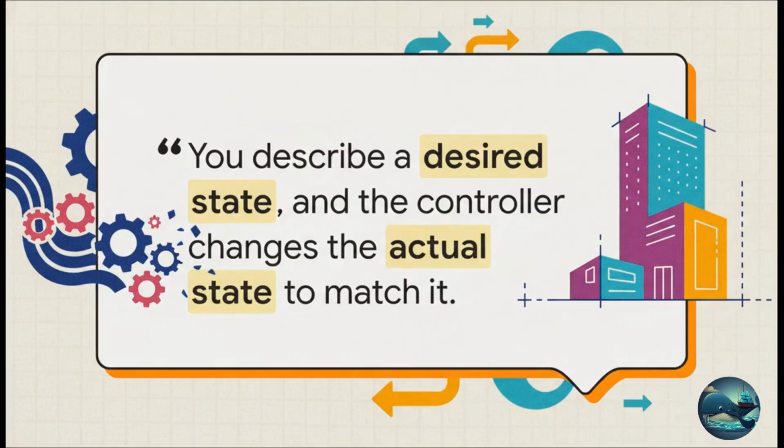Before we look at the code, you have to understand the most important concept in Kubernetes. It's a total shift in thinking. You don't tell Kubernetes how to do things. You don't give it a step-by-step list of commands like, run this container, then connect it to that network. No. Instead, you just describe the end result you want. You give it a blueprint of your desired state, and Kubernetes makes it its mission to turn that blueprint into reality. This is what we call the declarative model, and it's a game changer.